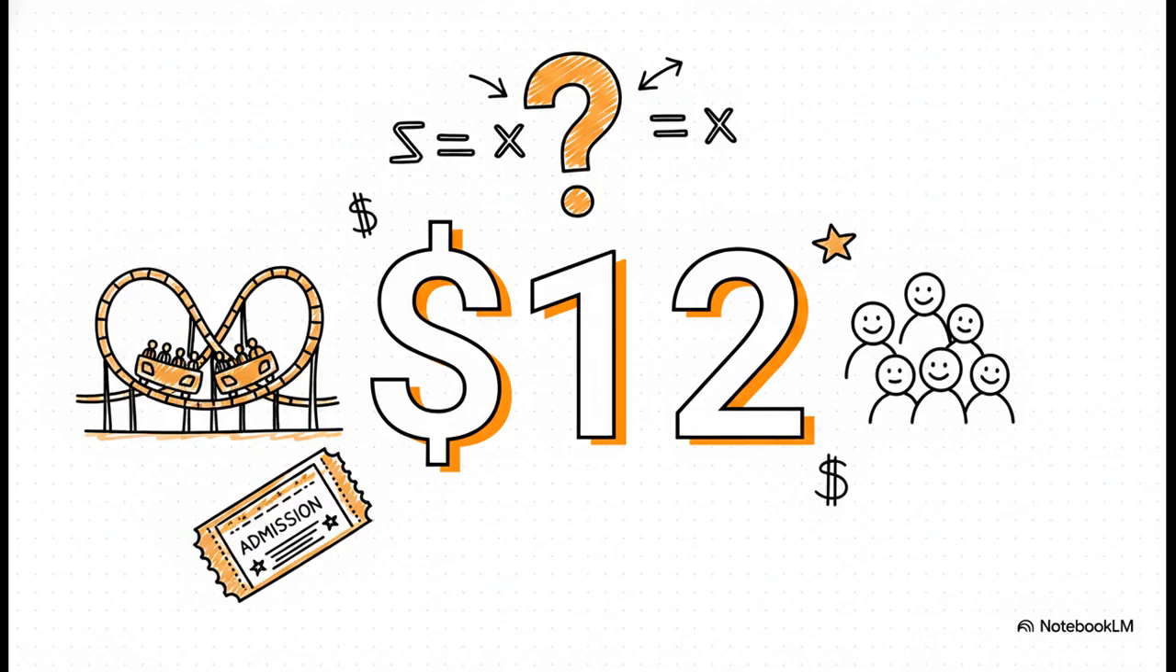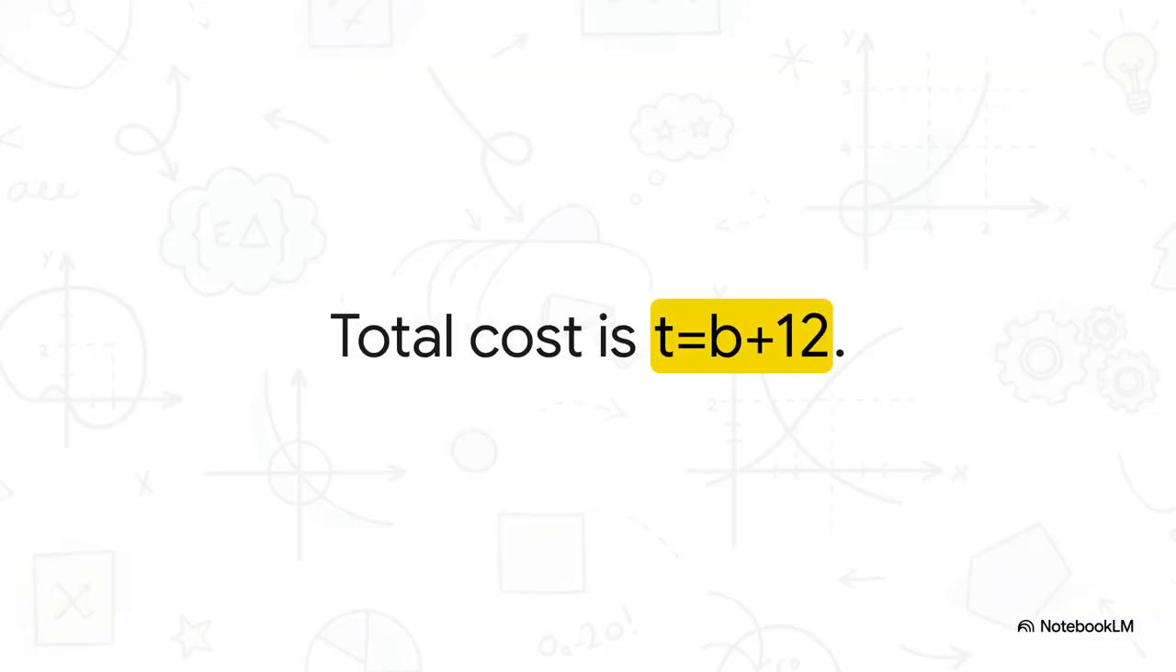How do we turn that real-life annoyance into a simple equation? Well, you can calculate the total cost, t, by using the simple formula t equals b plus 12, where b is just the baseline price of all your tickets. By locking down that function rule, budgeting suddenly becomes absolutely effortless. Just plug in your base cost, add 12, and boom, you have your total.